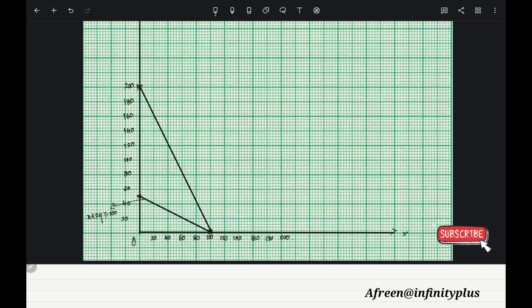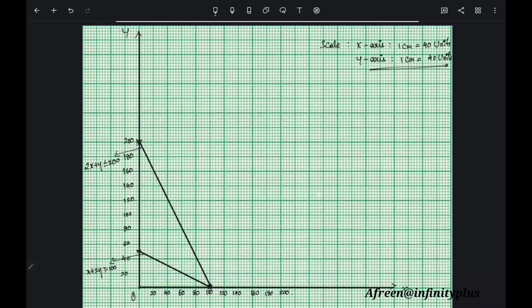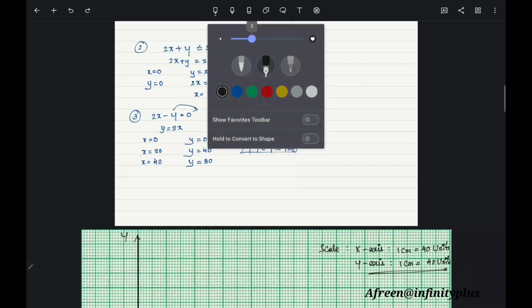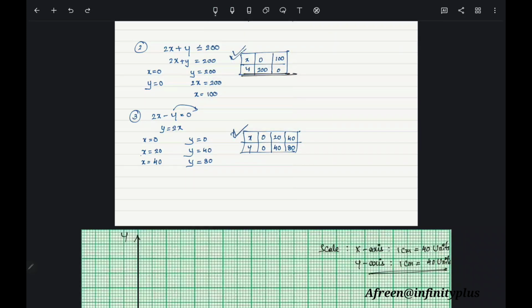This one. So this is the graph for the line 2x plus y less than or equal to 200. Since we have got the graphs for both the lines, x plus 2y greater than or equal to 100 and 2x plus y less than or equal to 200, let's draw the third line which we have taken. So the third line is 2x minus y less than or equal to 0. Now we will be having this one to draw in a graph.